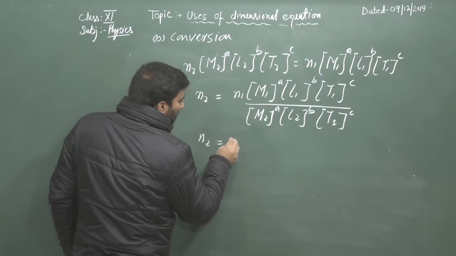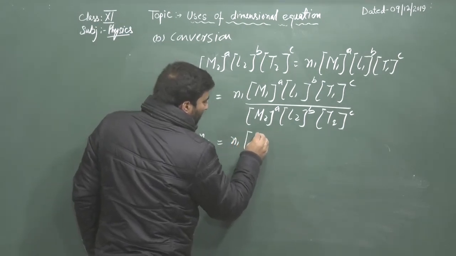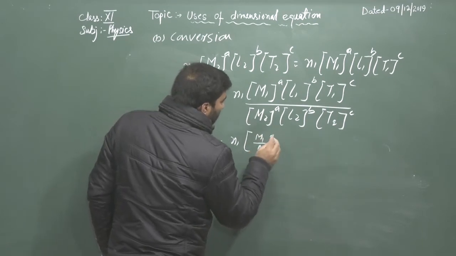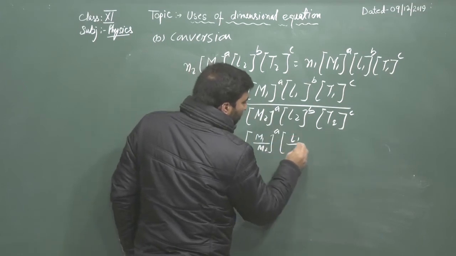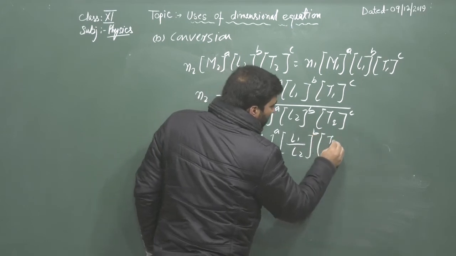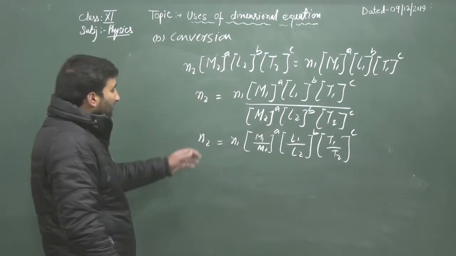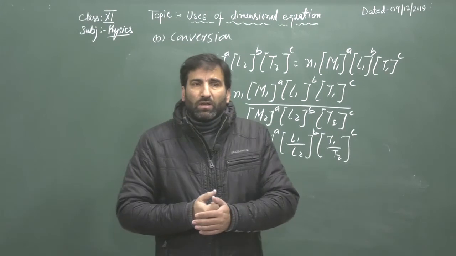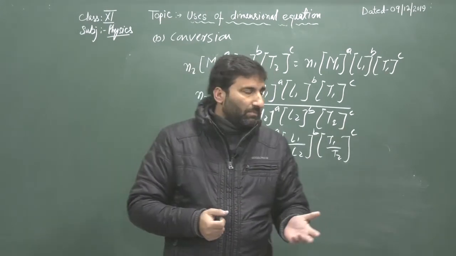N2 is equal to N1 (M1 divided by M2) whole raised power A, (L1 divided by L2) whole raised power B, (T1 divided by T2) whole raised power C. This is the result which is used to convert one system of unit into other system of units. This is the main result.